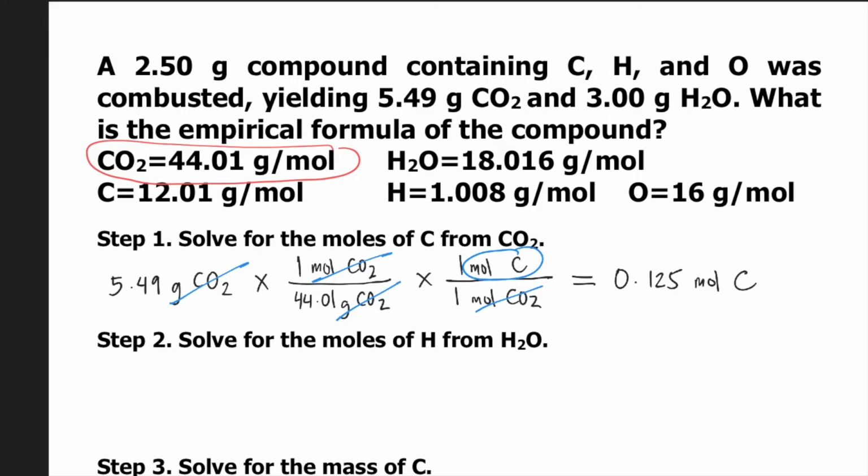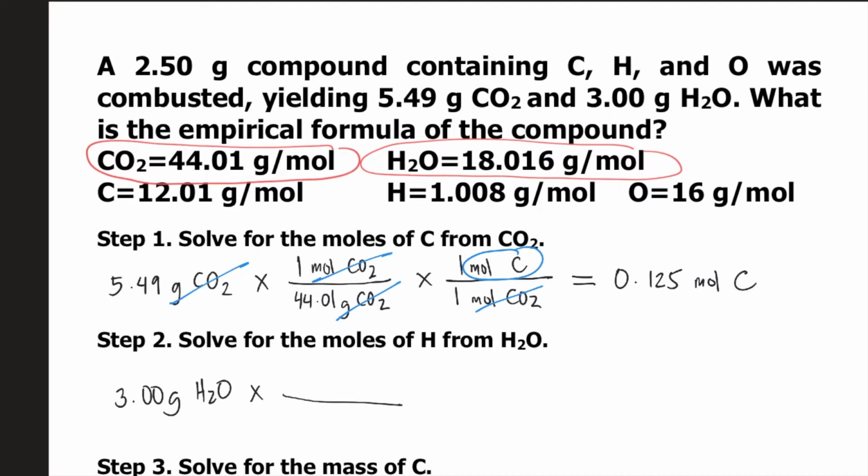Let's move on to step number 2. Solve for the moles of hydrogen from water. So in the problem, we are given 3.00 grams of water. And according to the problem, the molar mass of water is 18.016 grams per mole. By the way, if the molar masses are not given in the problem, you can simply solve them if you have your periodic table with you. Okay, so I just provided the molar mass so we will be quicker in our calculations.